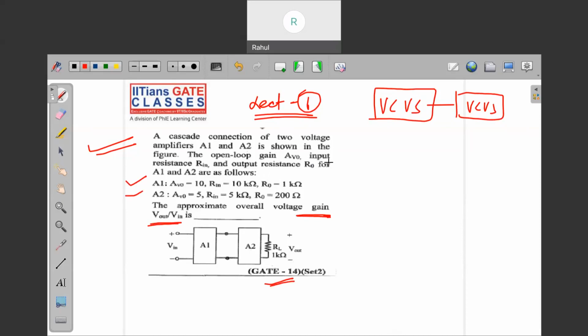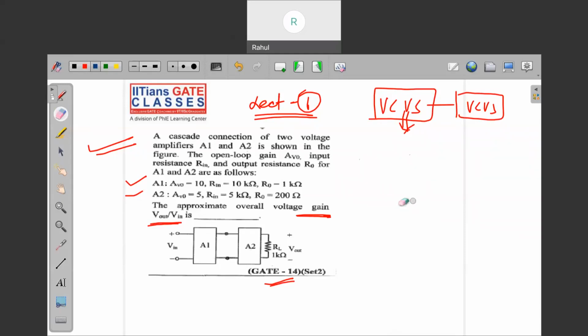So nothing to worry about here, as we know the equivalent model of a VCVS, right? What is the equivalent model of a VCVS? We know that any amplifier will have its input impedance and output impedance. So this is the input impedance of the first amplifier, and this will be replaced with dependent sources, because a voltage amplifier can be modeled with the help of dependent sources.